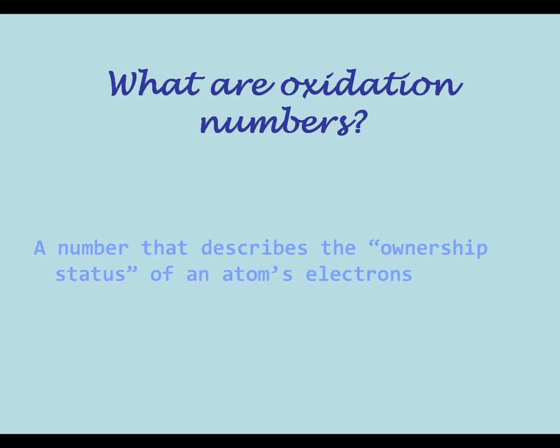Oxidation numbers are an arbitrary number that describes the ownership status of an atom's electrons. In other words, it explains what's happened to an atom's electrons during a reaction or in a particular molecule.